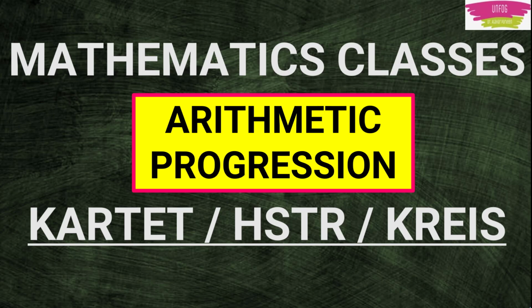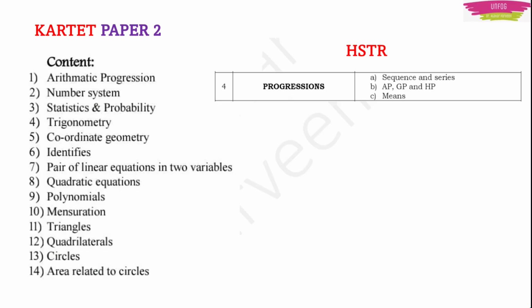In this session, I am going to take a mathematics class for arithmetic progression. Now this is there for Karnataka TET paper 2 and even for HSTR and CRIS also. Okay, here I have kept the syllabus also for Karnataka TET paper 2, first chapter. Arithmetic progression only is there, and for HSTR also arithmetic progression is there. Okay, both Karnataka TET and HSTR aspirants should and must watch this lecture for preparing for mathematics arithmetic progression.